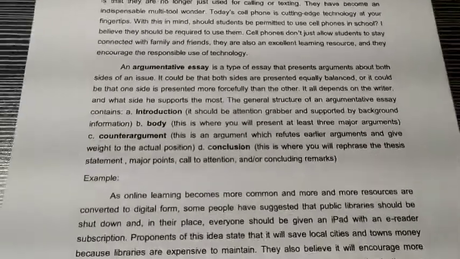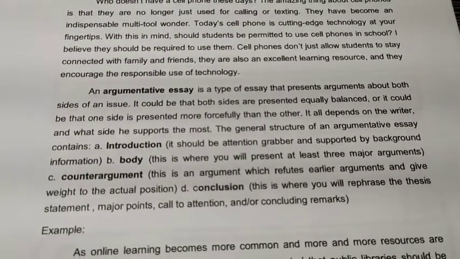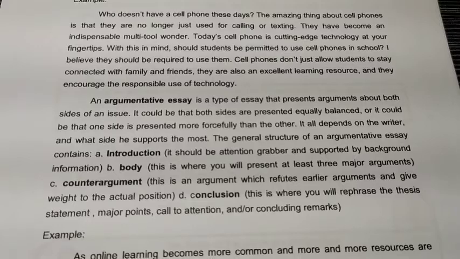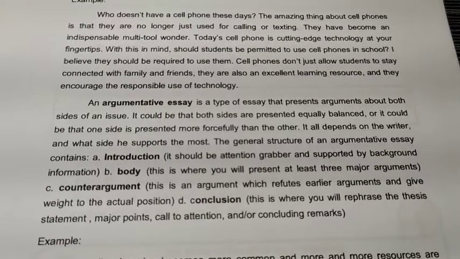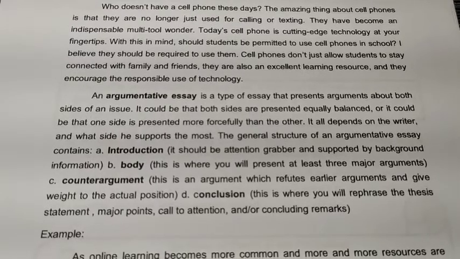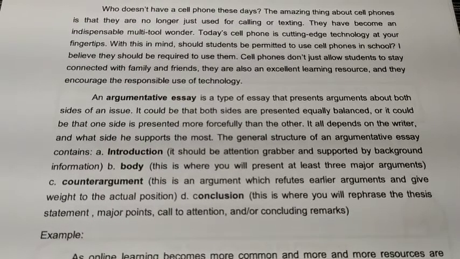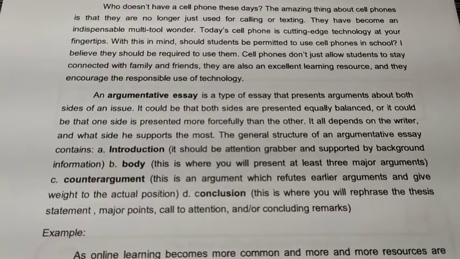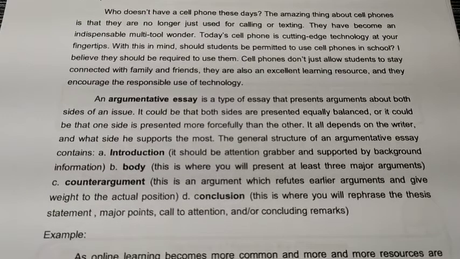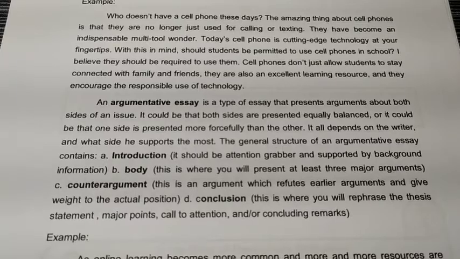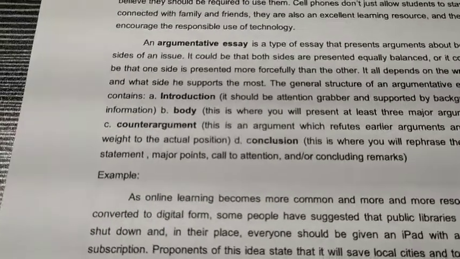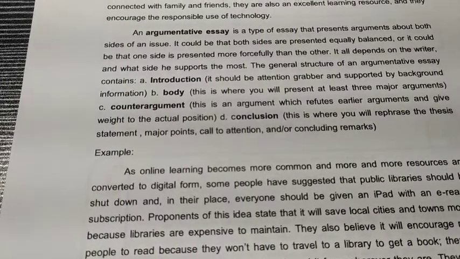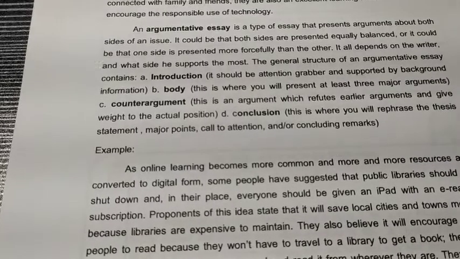And the last one, we have argumentative essay. So when we say argumentative essay, from the word itself, argument, meaning you are saying that a particular thing or side is really correct and should be believed in. So it's a type of essay that presents arguments about both sides of an issue. It could be that both sides are presented equally balanced, or it could be that one side is presented more forcefully than the other. It all depends on the writer on what side he supports the most. So it depends on the writer himself or herself if both sides will be defended or only one side. It depends on how he or she believes in a particular topic.